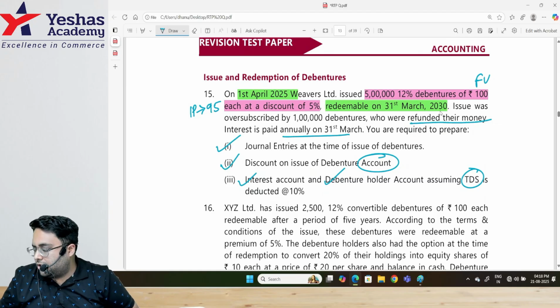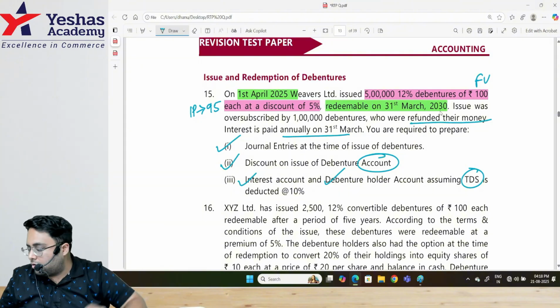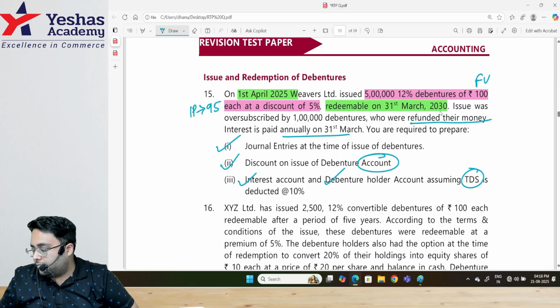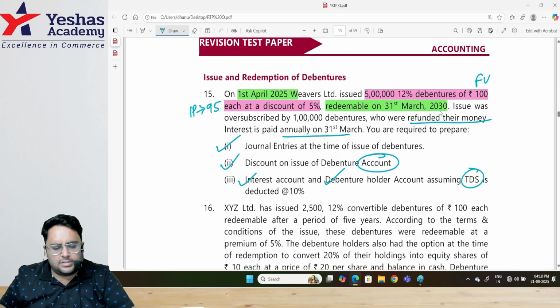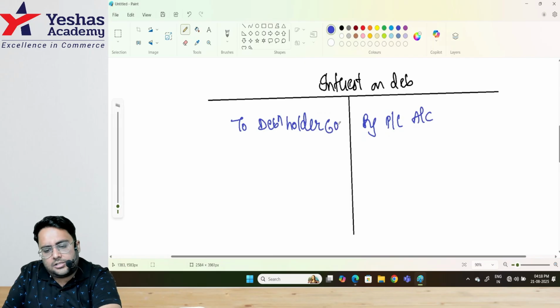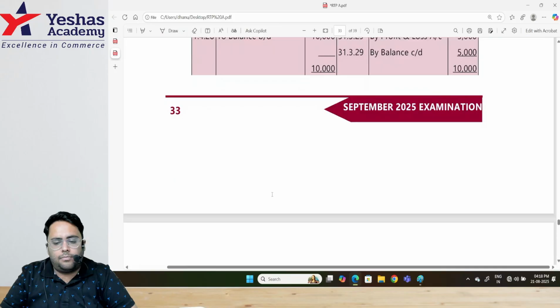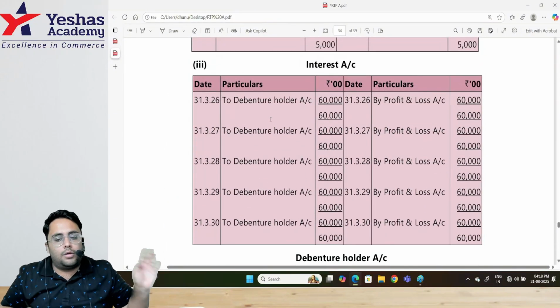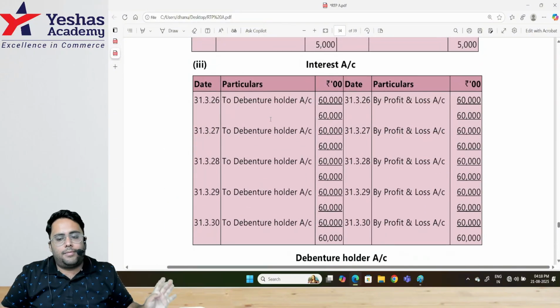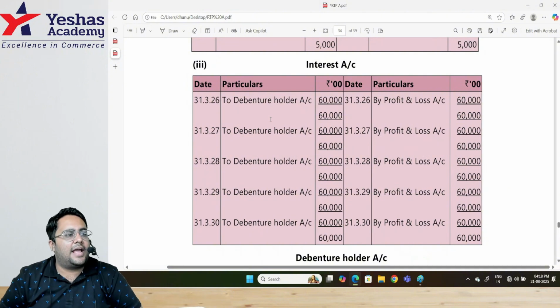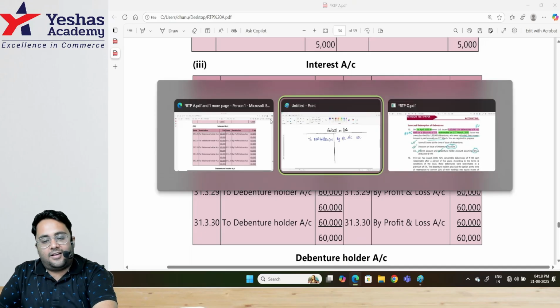5 lakh debentures of 100 each. 5 lakh into 100 into 12%, 60 lakh. 60 lakh is your interest. Every year you will record the same entry you can see on the board. Interest account to debenture holder by P&L, 60 lakh every year. Any doubt in this part? No, sir. Next one.